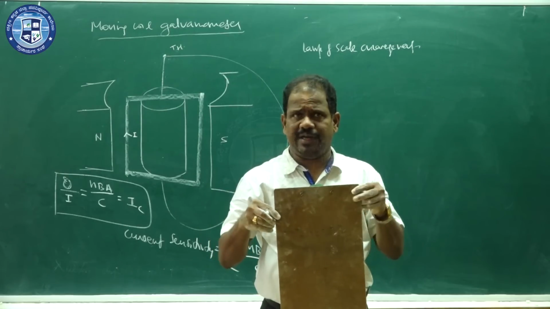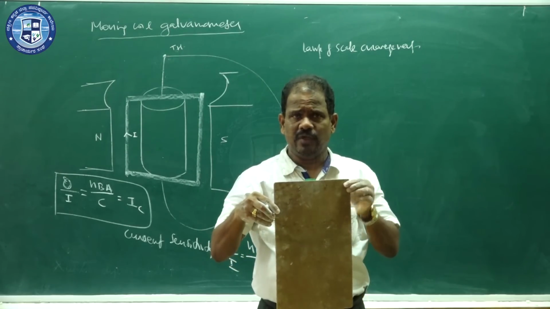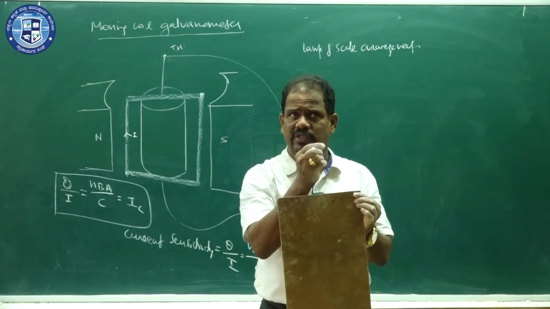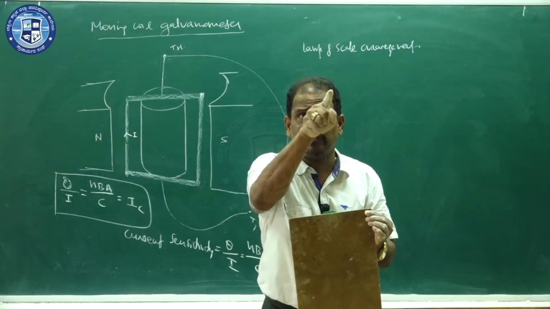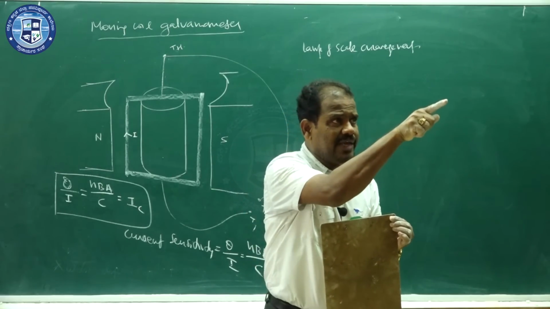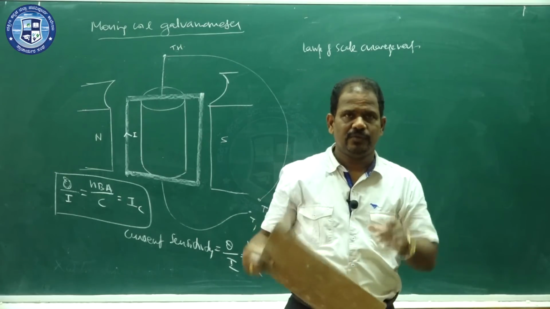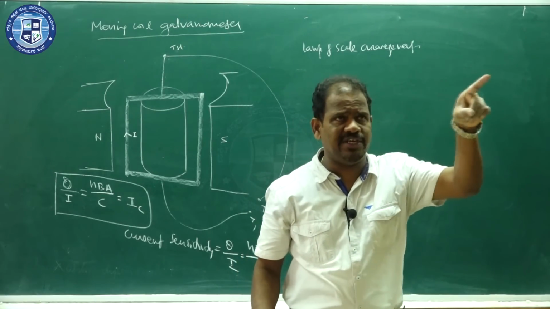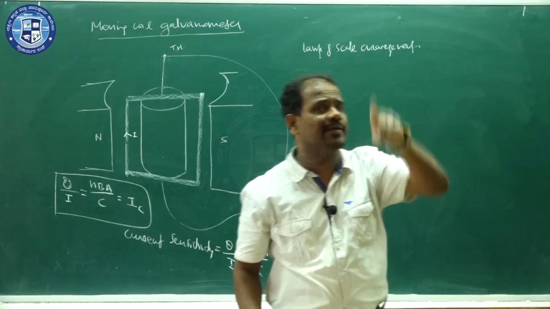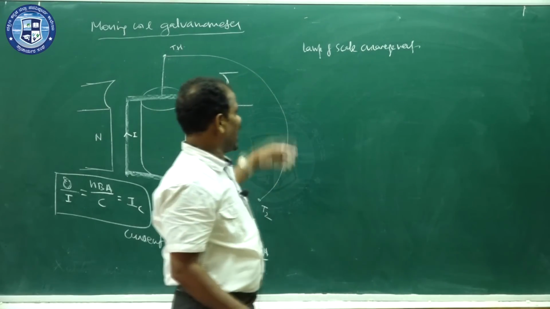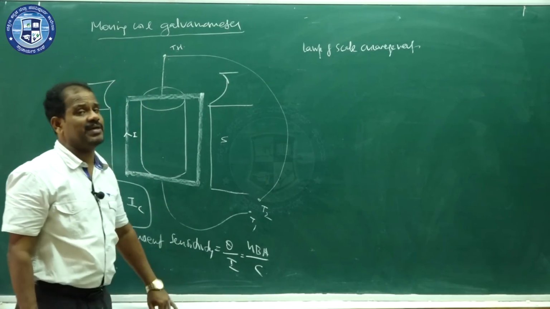When you pass current, the coil turns. When the coil turns, the wire also turns, and the mirror also turns. When the mirror turns, the light also moves like this. By seeing the movement of the light on the horizontal scale, you measure the angle, and that is called the lamp and scale arrangement.